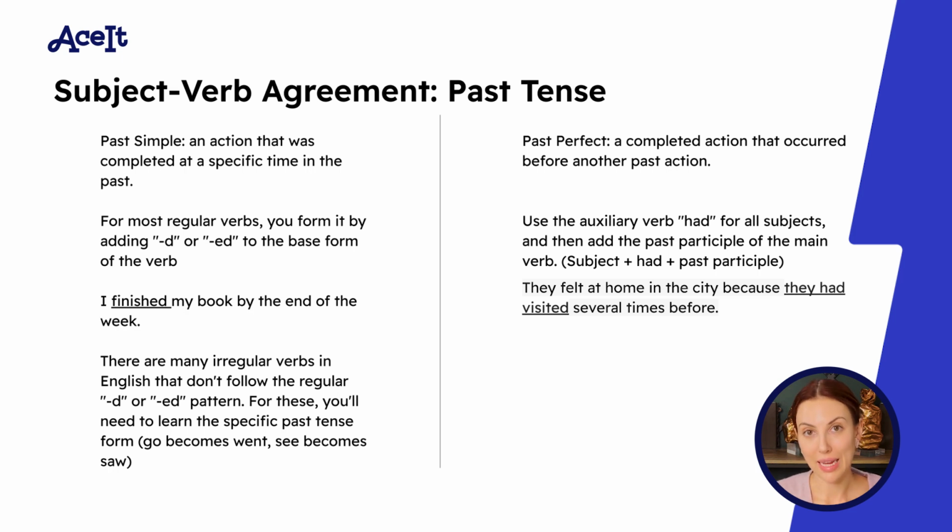Past perfect tense is an action that was completed before another past action. To form the past perfect tense, we take the auxiliary verb had, no matter whether you have a singular or plural subject, and then we add the past participle of the main verb. So for instance, they felt at home in the city because they had visited several times before, or I felt at home in the city because I had visited several times before.